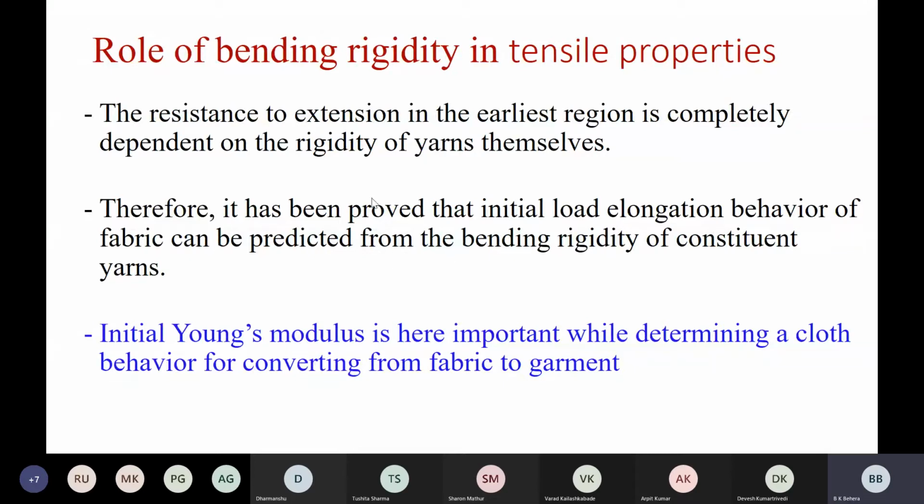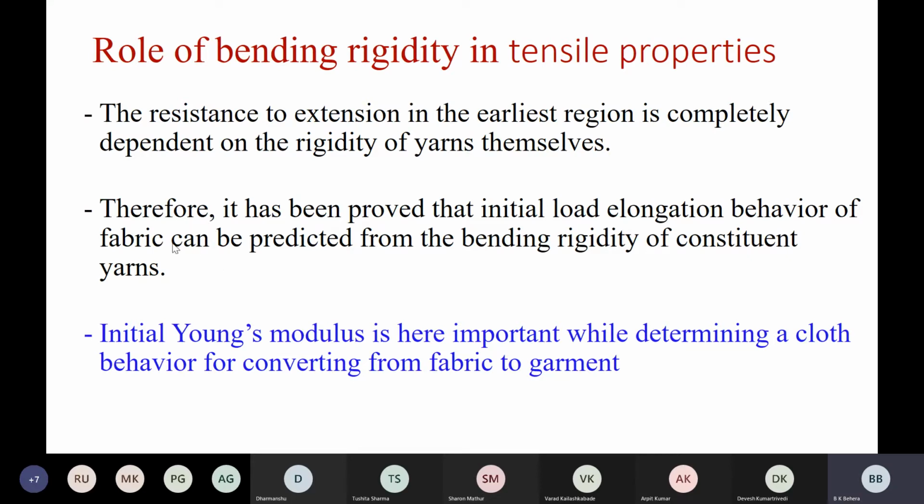The reason being, as you have seen, this initial zone is only 1% of the total extension. So when we wear a cloth, how much do we try to extend? We try to extend because of our routine work. We walk, we sit down, or we do some work. So there is some movement to the fabric. There is some stretch to the fabric. How much is that stretch? It is mainly in the order of 1% of the total extension.